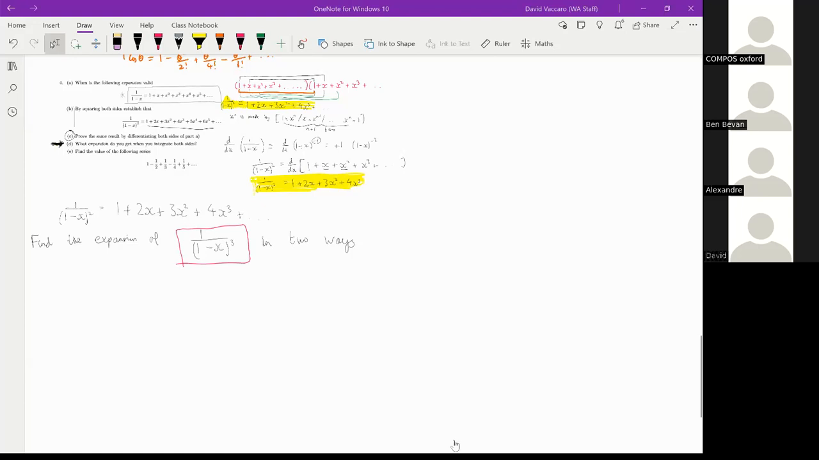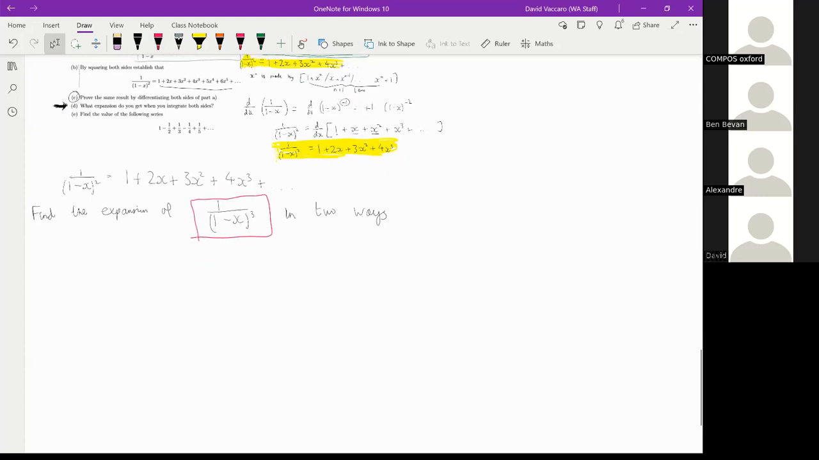Excellent. So we could cube the expansion in part A. Well done. And we've already squared it, so we haven't got that much more to do. Or what else could we do? How else could we go from 1 over 1 minus x squared to 1 over 1 minus x cubed? Okay, we could do the Taylor expansion. But how did we go from 1 over 1 minus x to the minus 1 to 1 over 1 minus x to the minus 2? We differentiated term by term.